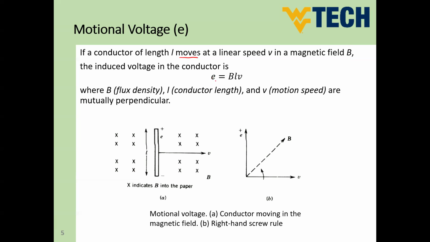What is the relation of this voltage? The voltage is BLV. B is the same magnetic flux density, L is the conductor length, and V is the speed of this conductor. So this is the generating action relation. Based on these two actions, guys, all electrical machines are going to work.